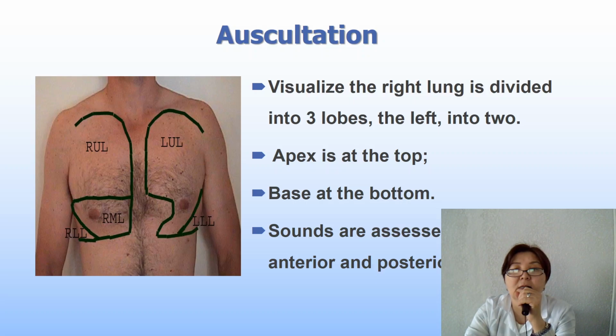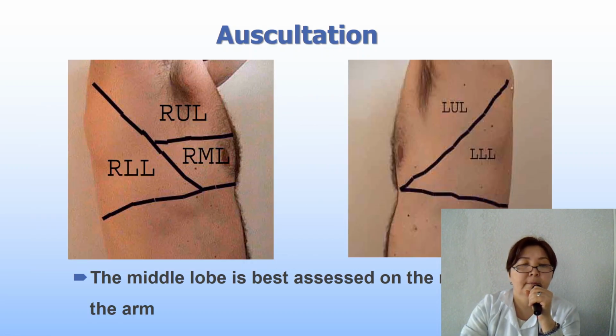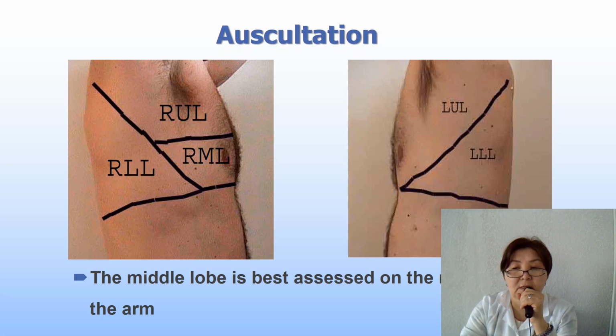Visualize the right lung divided into 3 lobes, the left into 2 lobes. The apex is at the top, the base at the bottom. Sounds are assessed side to side, anterior and posterior. The middle lobe is best assessed on the right side under the arm.